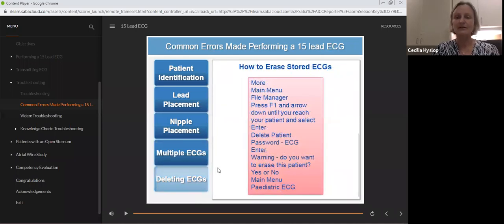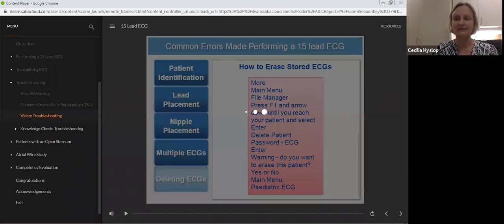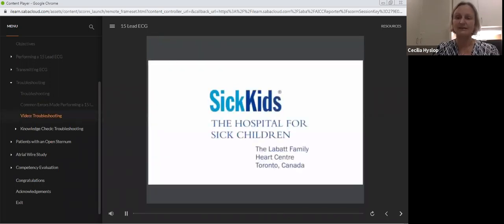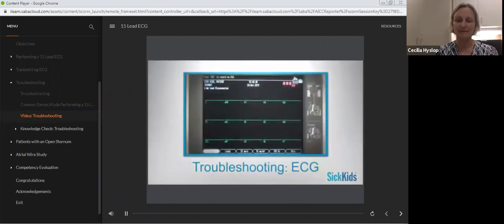And then we can go into our file manager, obviously if it's transmitting, then automatically we would not be able to go there in time. But if it's not transmitting and we've pressed multiple ECGs, we could actually select the ones that we want. Otherwise, that process does happen in the heart station by our ECG technologists. So here's a quick video on troubleshooting.